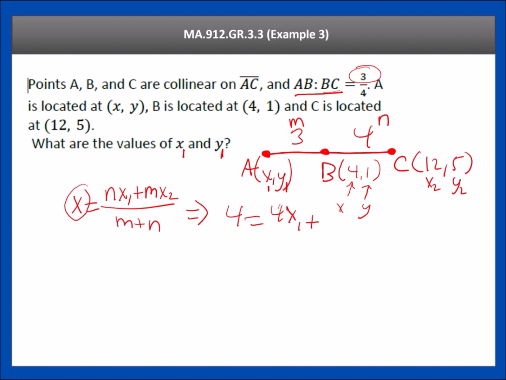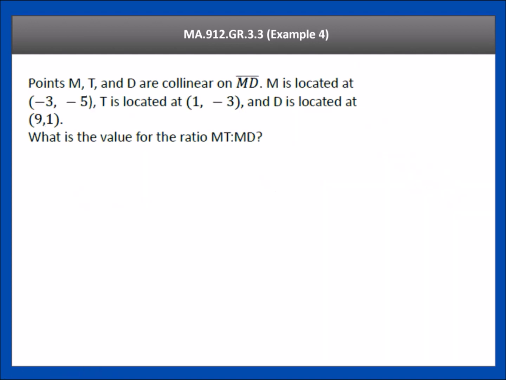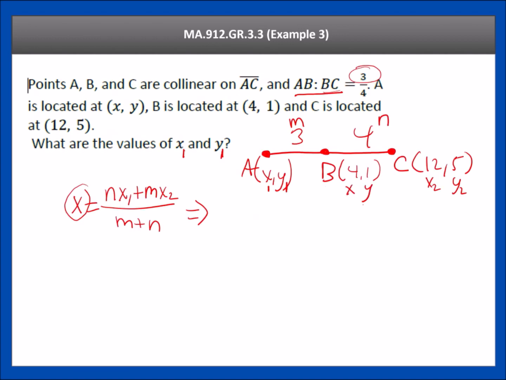And then x2 is 12. So we've got to do, here, since I'm running out of room, let's just call this x and y. I want to make sure we have enough room here. All right, so we said x was 4, so 4 equals n times x1 plus m times x2, which is 12, over m plus n. So that's what we get.